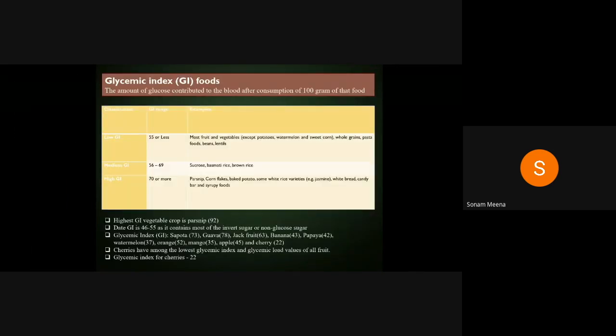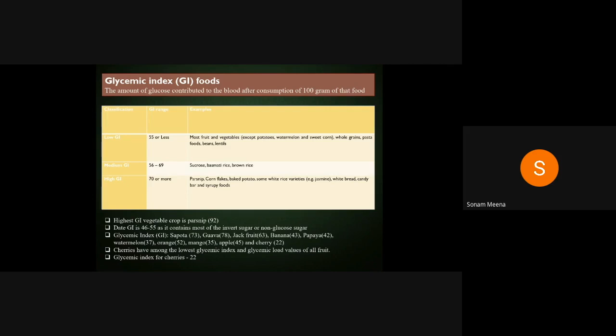Next is glycemic index. Glycemic index means the amount of glucose contributed to the blood after consumption of 100 grams of the food. This is for match the following. When we wrote the JRF exam, they asked that the highest glycemic index vegetable crop is parsnip, and they will also ask values. Low glycemic index means 55 or less. Medium means 56 to 69. High means 70 or more.